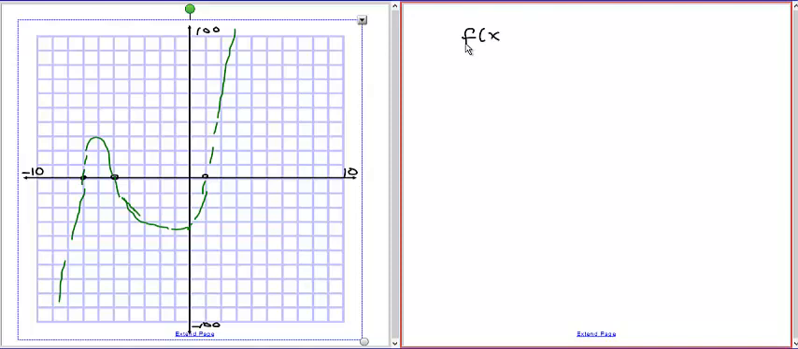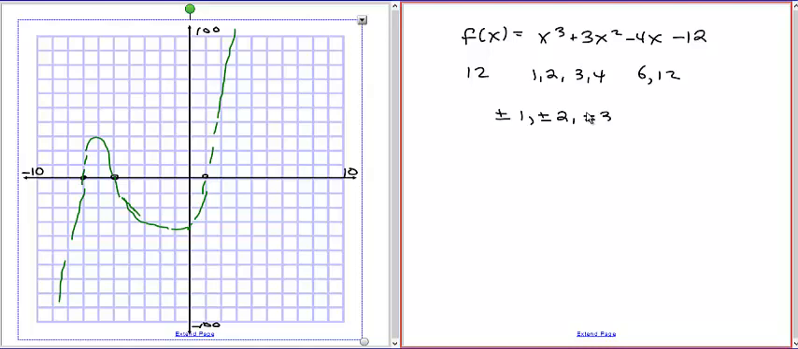Okay, next problem. x cubed plus 3x squared minus 4x minus 12. Okay, so let's just do the factors of 12. It's 1 and 12, 2 and 6, 3 and 4. So our possible rational zeros are plus or minus 1, plus or minus 2, plus or minus 3, plus or minus 4, plus or minus 6, and plus or minus 12.